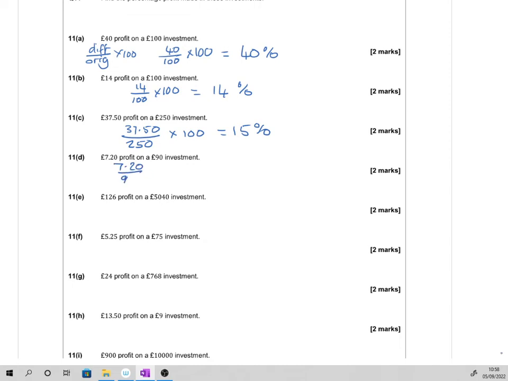£7.20 divided by 90 times 100. So £7.20 divided by 90 times 100 is 8%. 126 divided by 5040 times 100. 126 divided by 5040 times 100 is 2.5%.